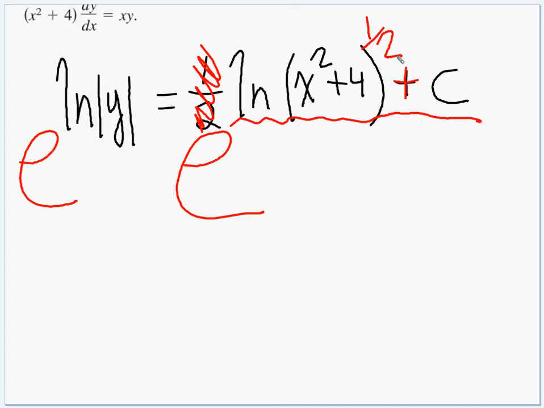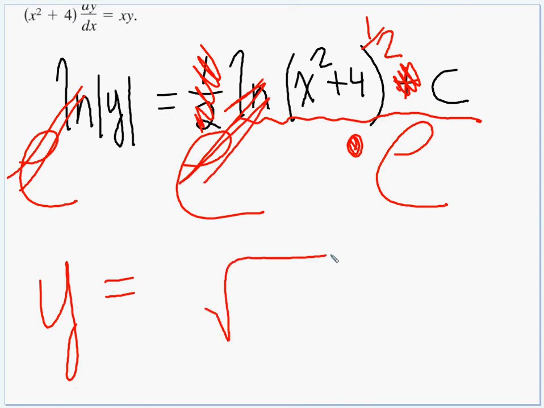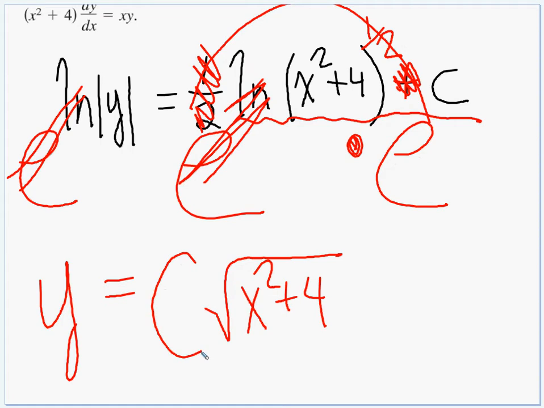We add exponents when we multiply like bases, so we can change this into a times e to the c power. So over here on the left, e and ln cancel, so we just get y equals. Here, these are going to cancel, so we are going to have a square root of x squared plus 4. And then this e to the c turns into a constant. We'll just put that in front and make it a multiply. y equals c times the root of x squared plus 4.